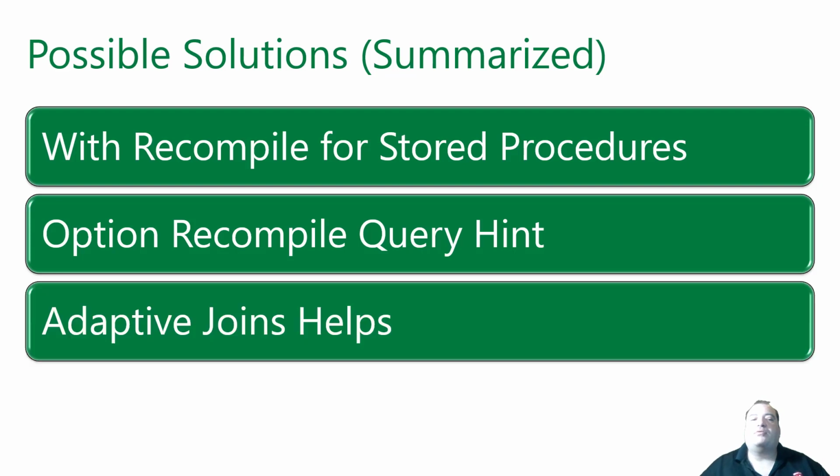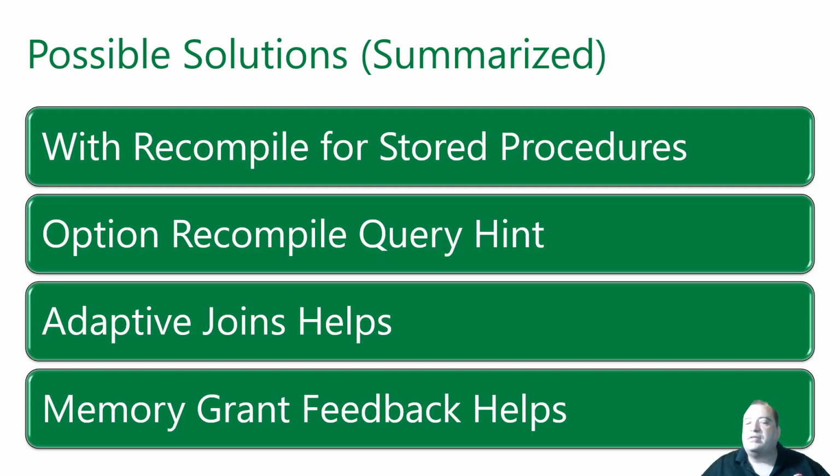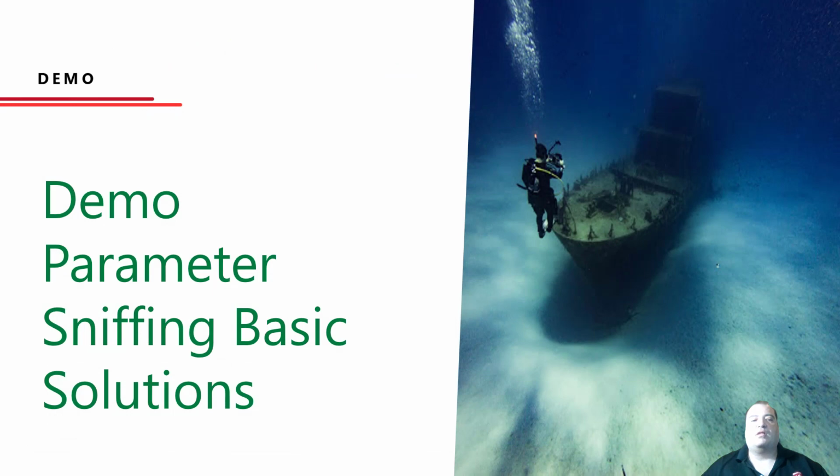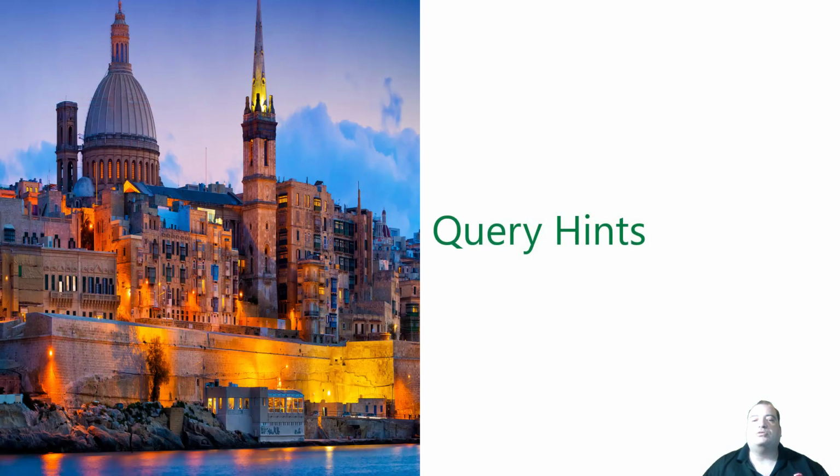OPTION RECOMPILE query hint. Adaptive joins help. We talked about this before. Memory grant feedback helps. We talked about this before. They are not a full solution, but they help. Okay. So, demo with parameter sniffing basic solution. In fact, we just saw the WITH RECOMPILE demonstration. So let's move ahead and talk about query hints.